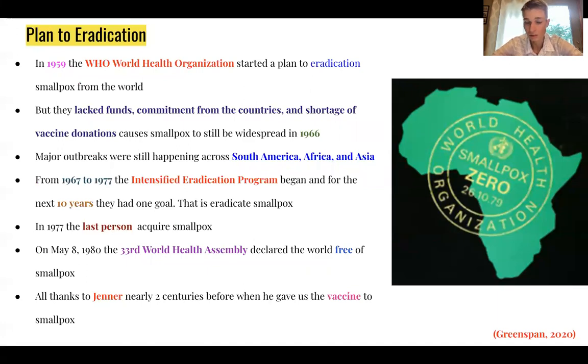And they accomplished this. In 1977, the last person acquired the smallpox virus. And they announced at the 33rd World Health Assembly on May 8th, 1980, that the world was now free of the smallpox virus. And all of this is thanks to Edward Jenner nearly 2 centuries before this, whenever he found out and gave us the vaccine to smallpox.